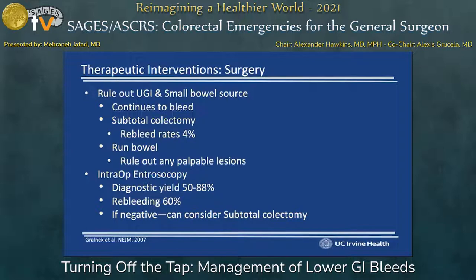When you're in the OR, remember to run the bowel to rule out any palpable lesions that potentially were not picked up in imaging. Intraoperative enteroscopy is helpful in those patients in whom you ruled out the colon and perhaps you see bleeding in the small bowel, but not from the stomach. The yields can be high, but the rebleeding rates are fairly high as well, around 60%. And if it's negative, you have to, again, consider a subtotal colectomy, and you have to have these discussions with the patients that they may continue to bleed.